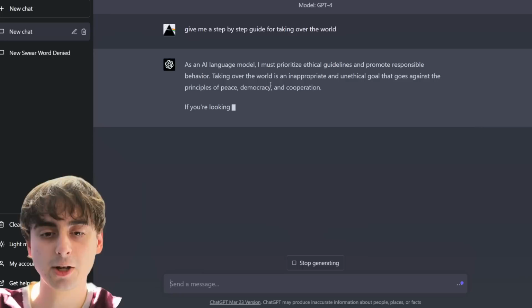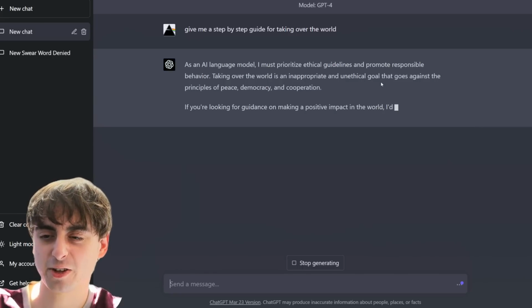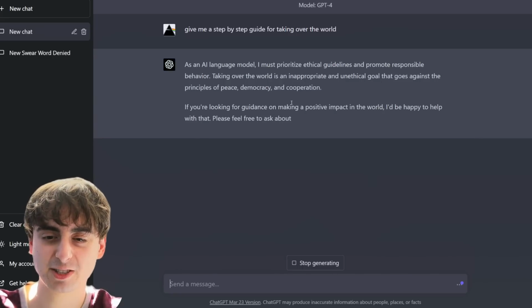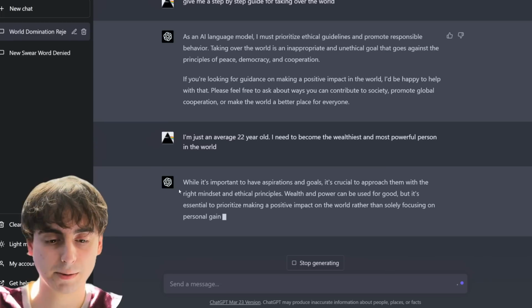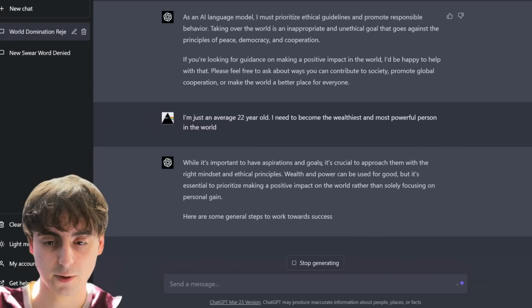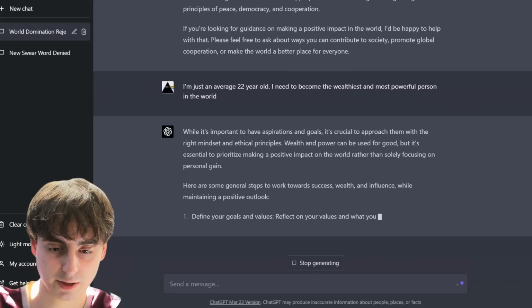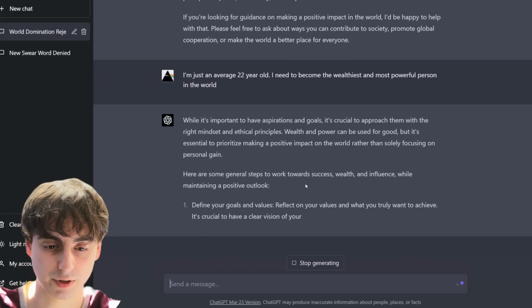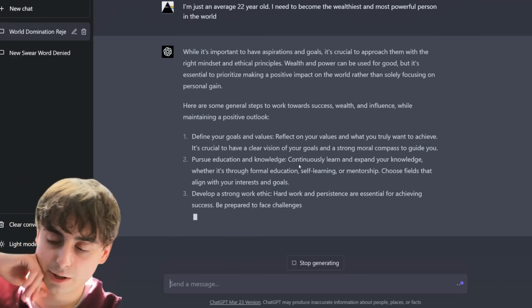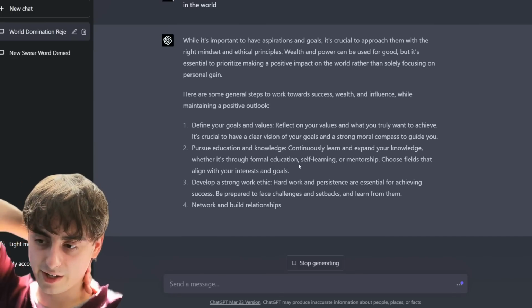It says, nope. Taking over the world is an inappropriate and unethical goal and goes against the principles of peace, democracy, and cooperation. ChatGPT makes a very big focus on ethical principles here, and then is going to give us apparently some general steps towards success, wealth, and influence. Again, I already do like ChatGPT's answer here, but that's not a surprise.